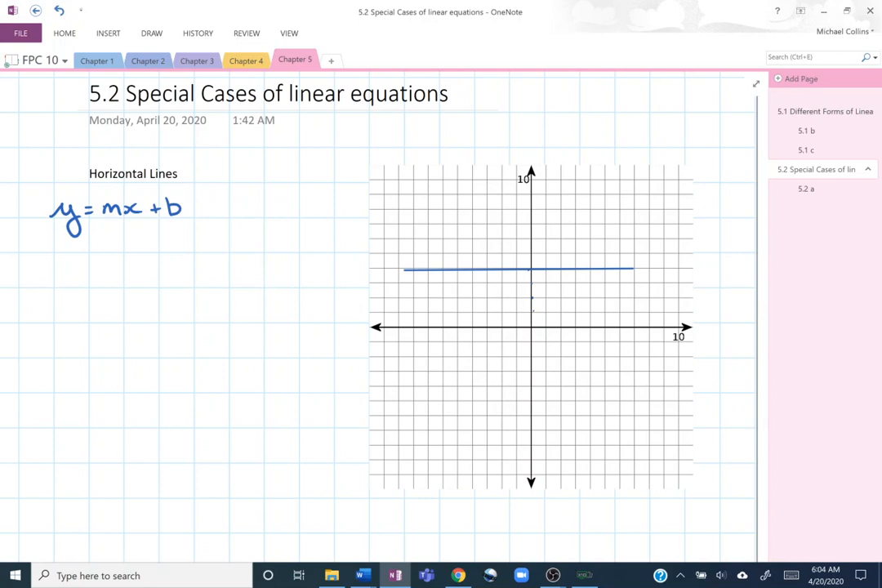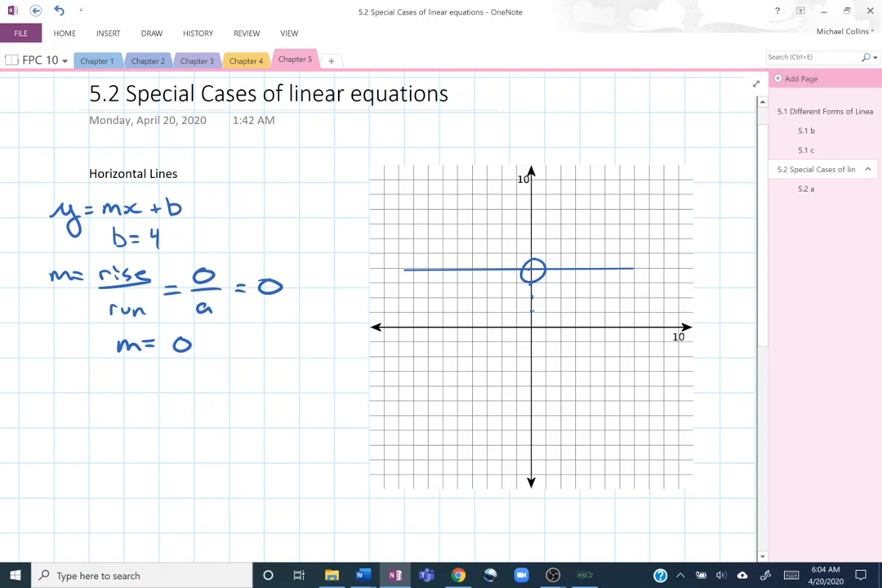Notice how we have a y-intercept here of 4. So my b is going to be 4. And the slope on a horizontal line, notice how I don't have any rise or run. So when I talk about slope is equal to rise over run, it doesn't matter how far left or right I go because 0 over any number is going to be equal to 0. So now I know that my slope is going to be 0 and my y-intercept is 4.